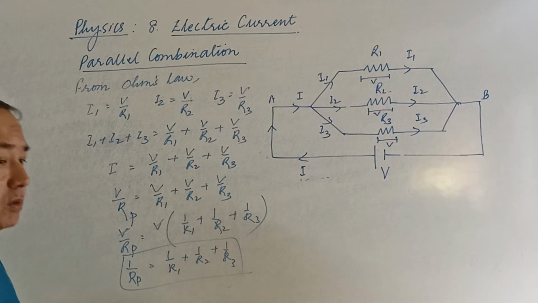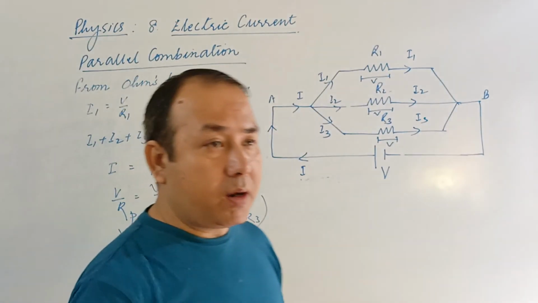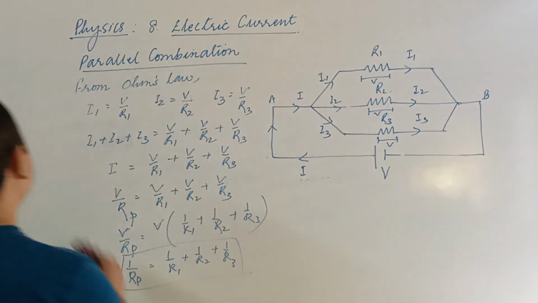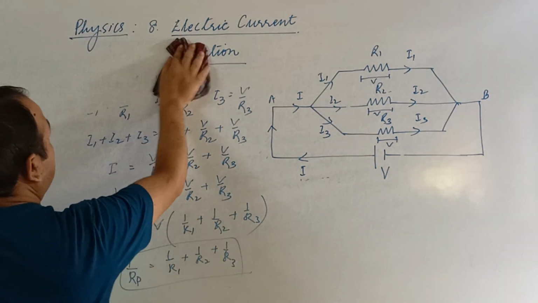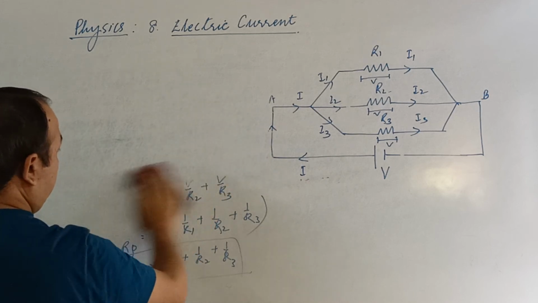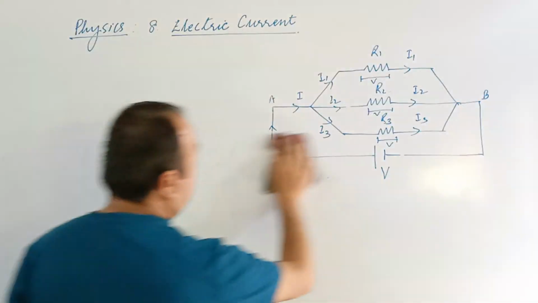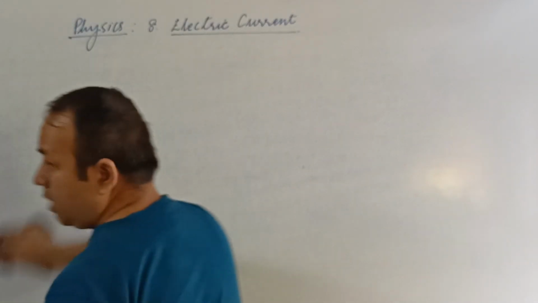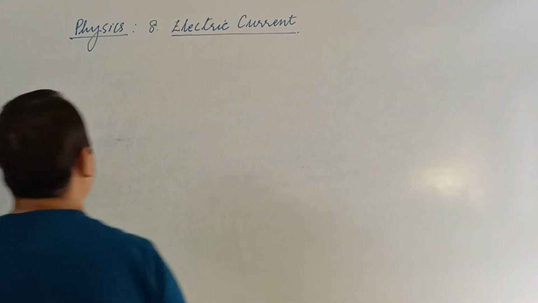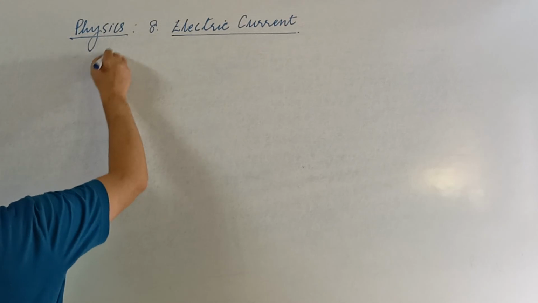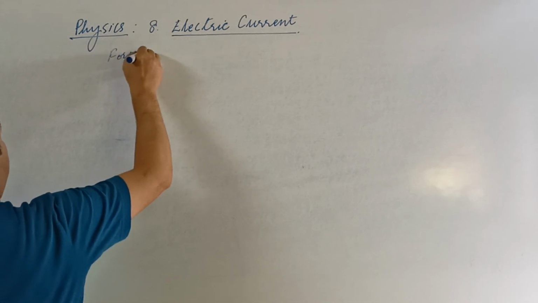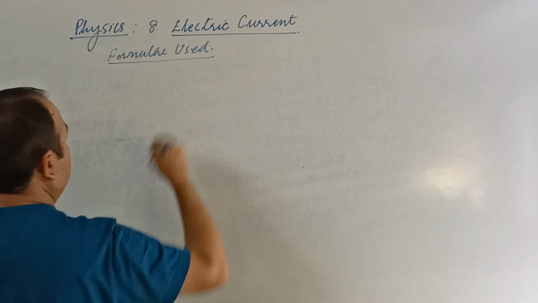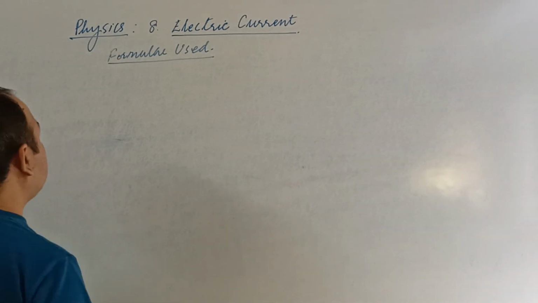Now after this comes the numerical. For the numerical, first we will note down the formulae to be used. Whatever formulae we have done after Ohm's law, all those we are going to note down here. The first formula comes from the EMF.